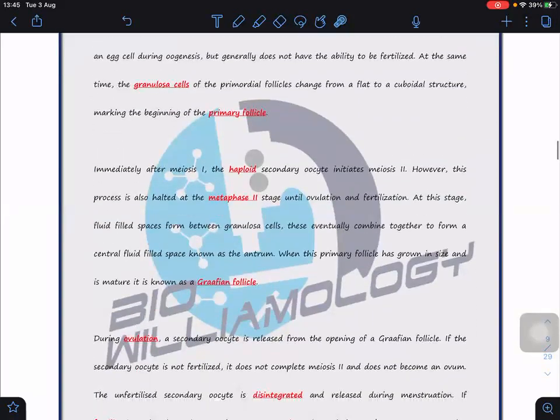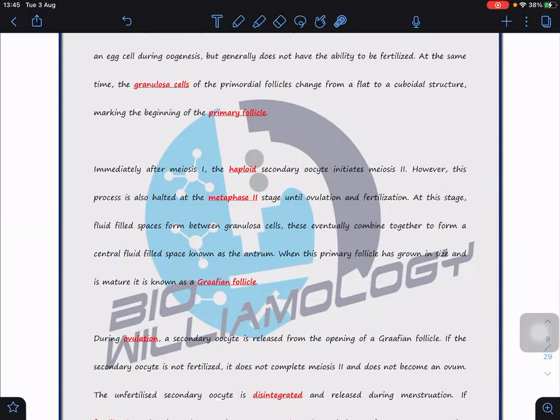So immediately after meiosis 1, the haploid secondary oocyte initiates meiosis 2. However, this process will also stop at metaphase 2 until ovulation and fertilization take place. So at this stage, the fluid spaces formed between the granulosa cells eventually combine together to form a central fluid space known as the antrum.